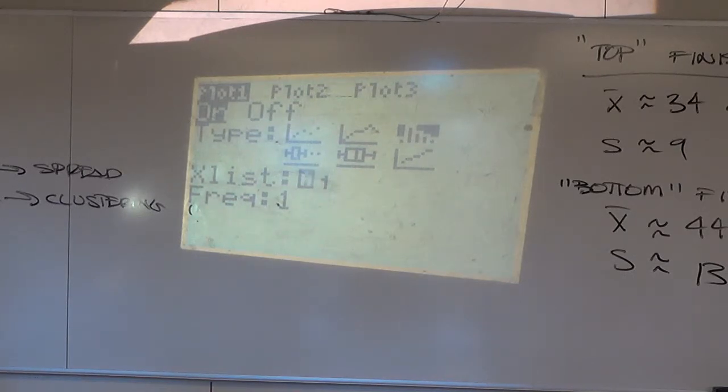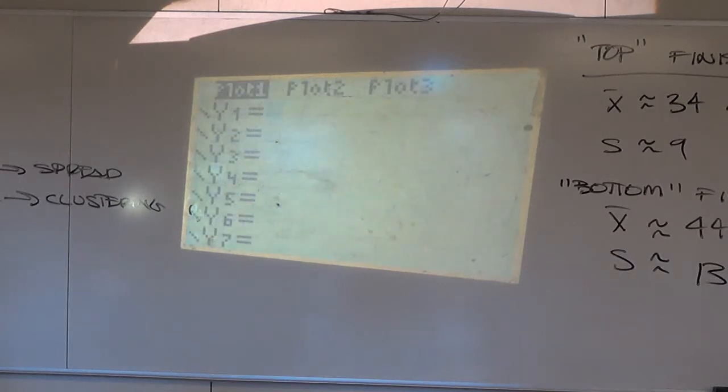How do you turn off plot 2? The easiest way, check this out. The easiest way is press your Y equals button, and you see how plot 2 is highlighted? Put your blinker on top of it and press enter, and it'll unhighlight it. That's by and large the easiest way. Fair? Good question, thank you, Patty.